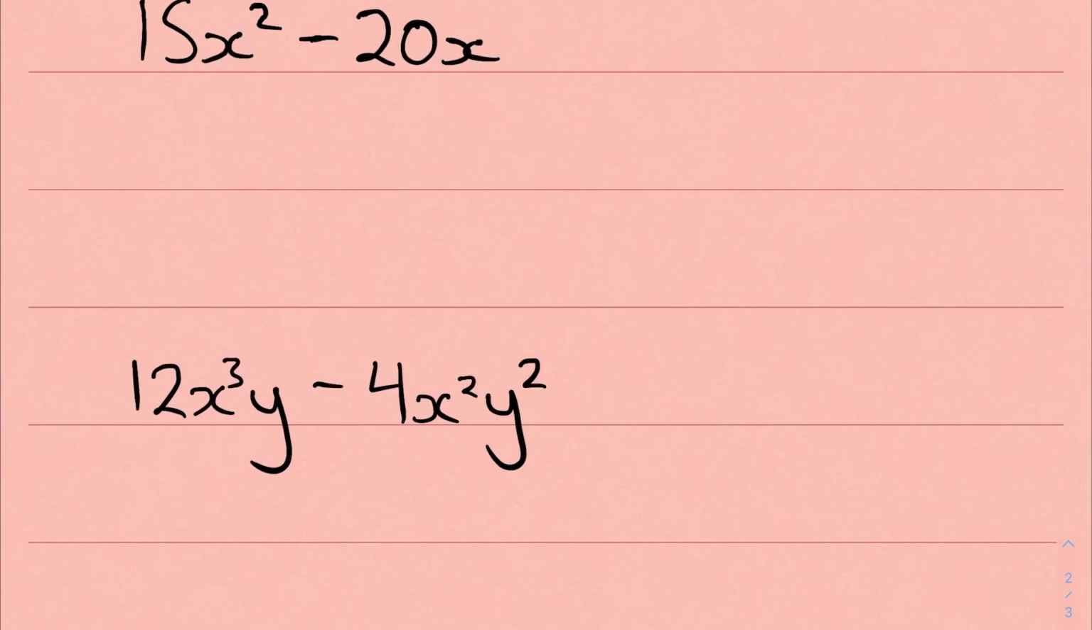Alright, hopefully you went okay. Let's have a look. So when we look at the numbers, we've got 15 and minus 20. So 5 would be a common factor of those. And then when we look at the variables, we've got an x squared and an x. So we can pull out at least one x from both of those. Then we'll do our working out. So we'll write that and divide it by our common factor.